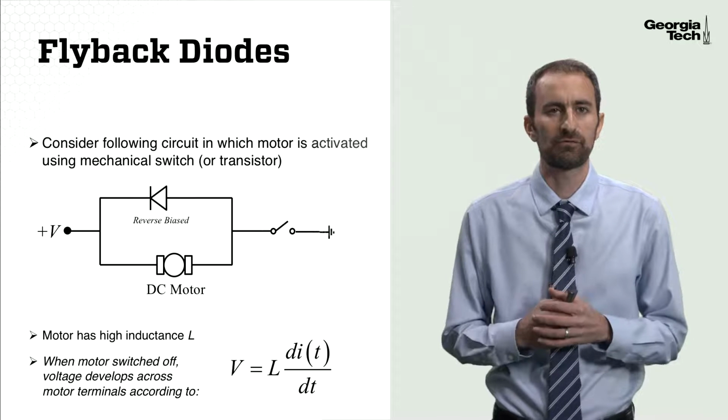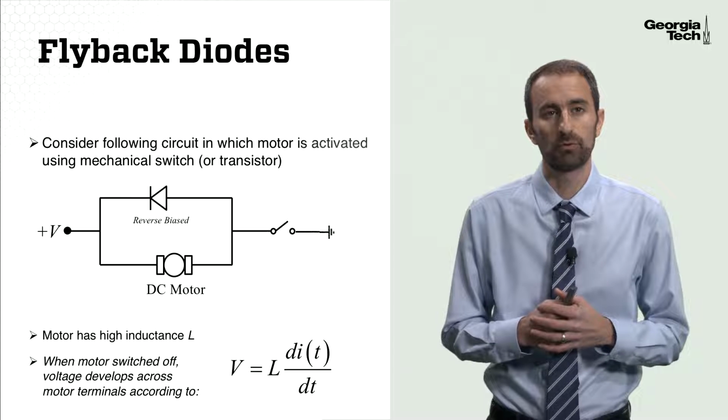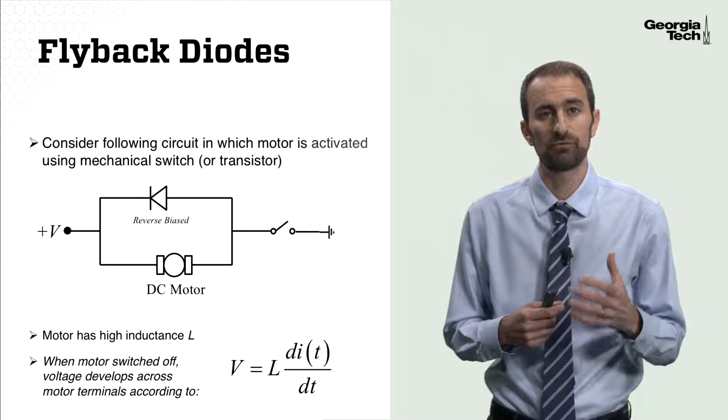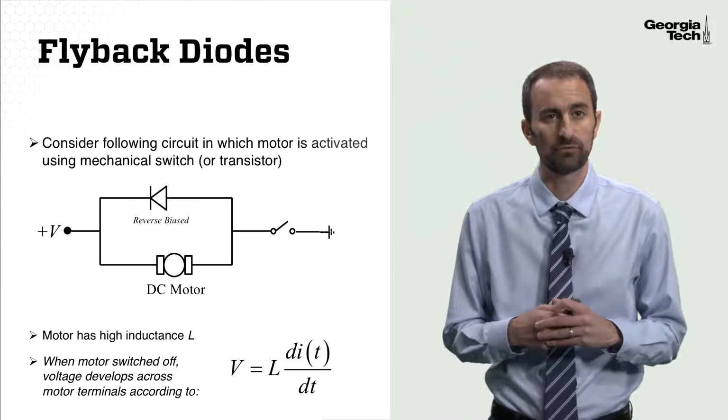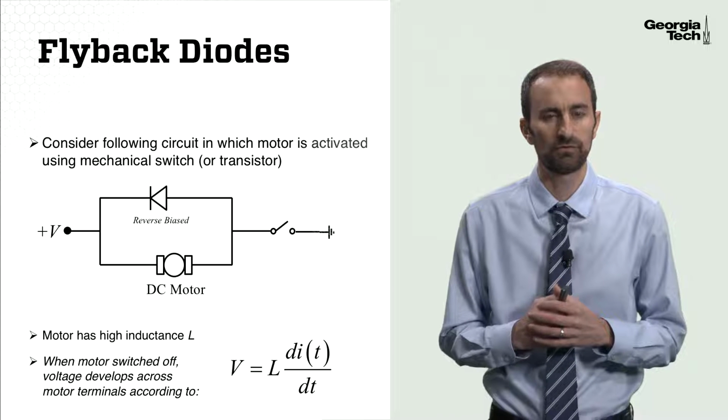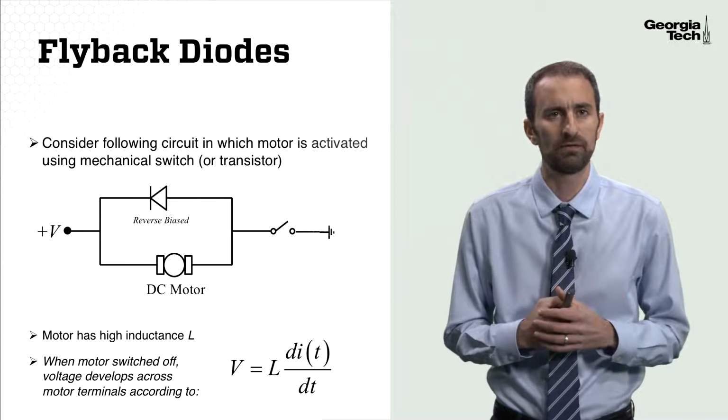Now, one last circuit element that is really important for mechatronic systems is a flyback diode. Flyback diodes should always be used in concert with DC motors to make sure that you don't damage the switching elements in your circuitry. Let's look at why we need them.